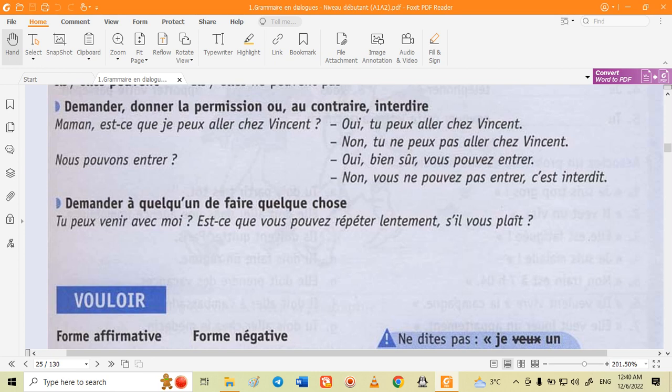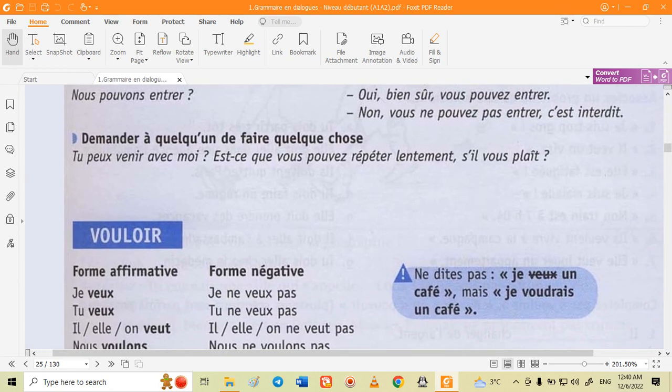Can we enter? Oui, bien sûr. Yes, of course. Vous pouvez entrer. You can enter. Non, vous ne pouvez pas entrer. You cannot enter. C'est interdit. Liaison here. Guys, for example, you are walking in the street or in a bazaar or in a shopping mall, and there is a room. It is written on the door, c'est interdit d'entrer, which means it is forbidden to enter. So c'est interdit. It's forbidden.